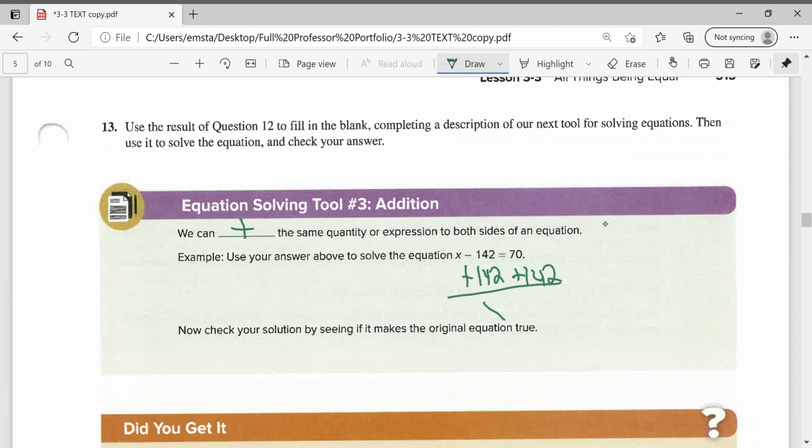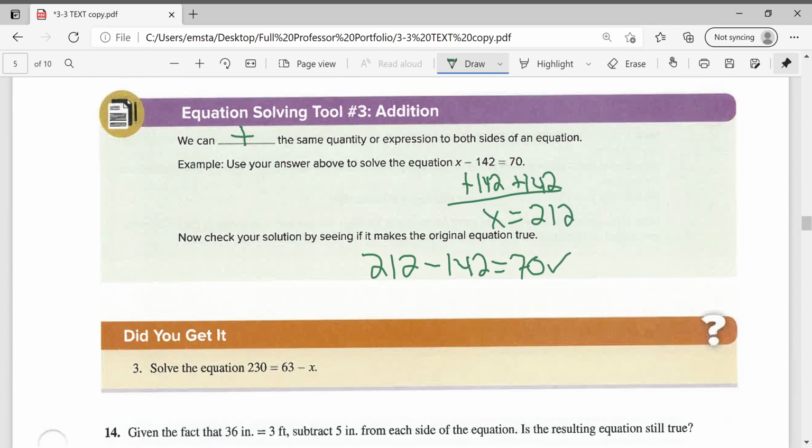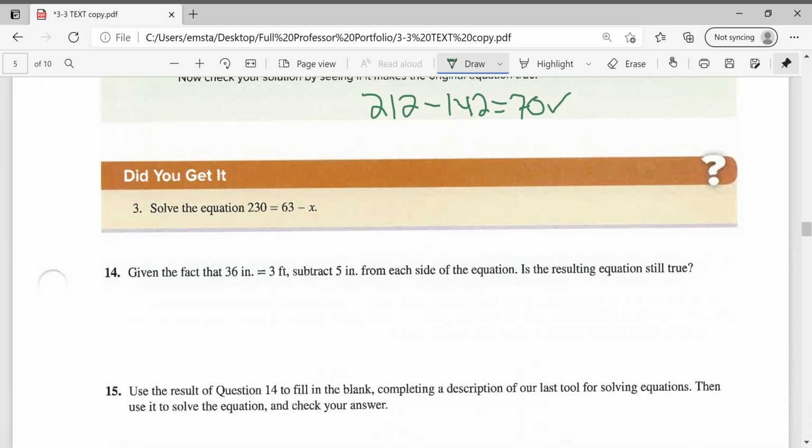And I get x equals, do 70 plus 142, it should be 212. To check that, I take 212 minus 142, should be 70. It does work, so we're happy. So we now have 3 tools in our toolbox. We can multiply, we can divide, we can add. What do you think is going to come next? We can subtract.